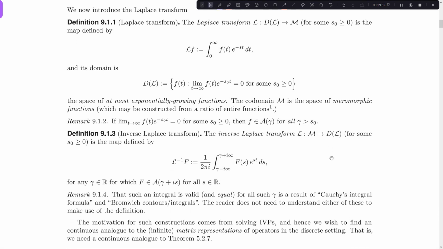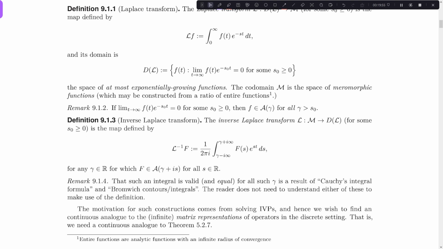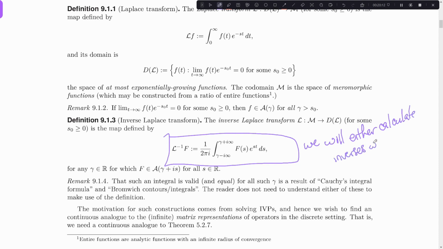So yeah, there's a remark talking about that a little bit more. So don't worry too much about the inverse. We won't be using, I should write this down for you. We will either calculate inverses with a computer or with a table of transforms.